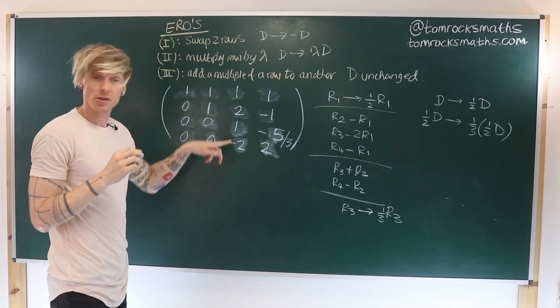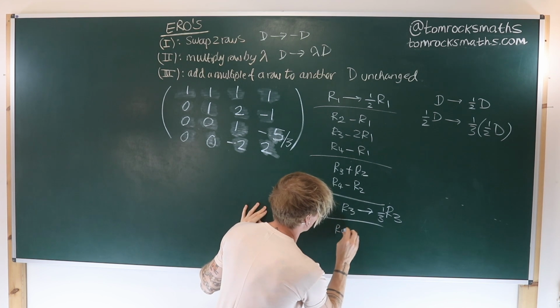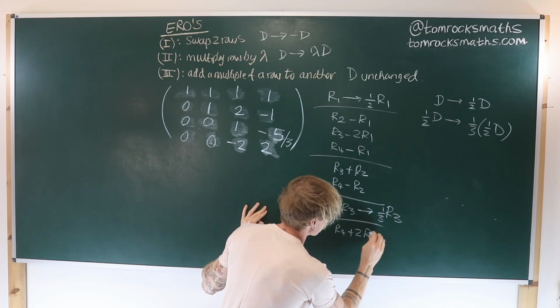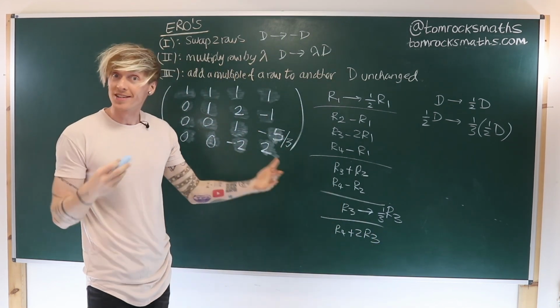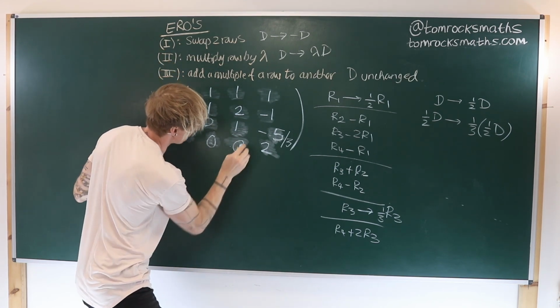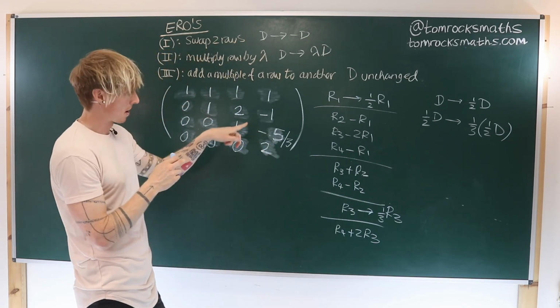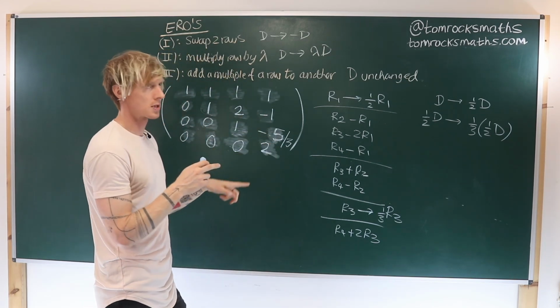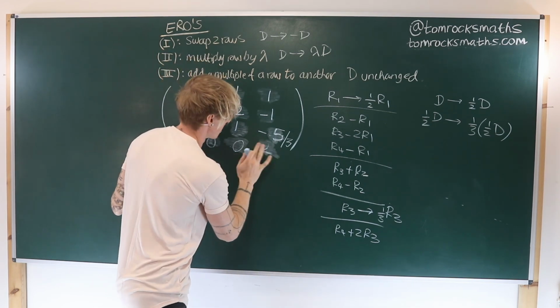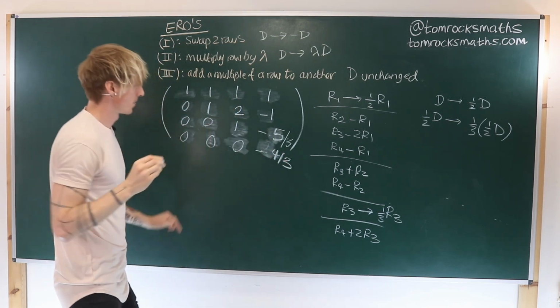Now we just add on 2 lots of row 3 to row 4. So row 4 plus 2 lots of row 3. Again, the determinant doesn't change. And that's going to give me a 0 there, which is what I wanted. And then I've now got 6/3 minus 10/3. So that's -4/3. So that's going to be minus 4 over 3.